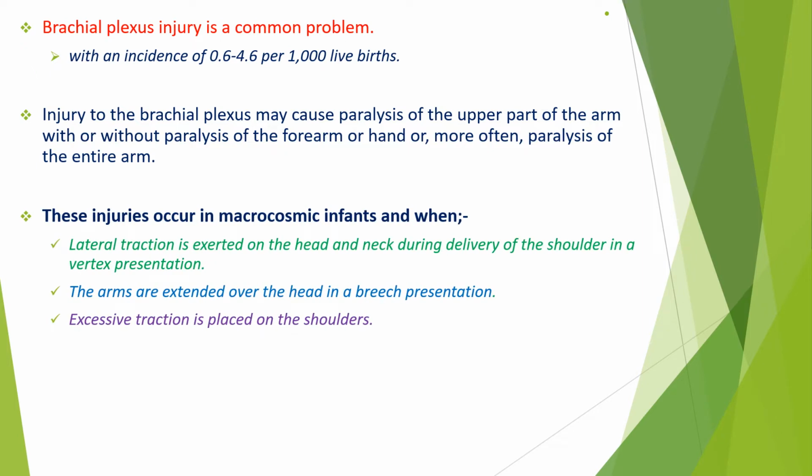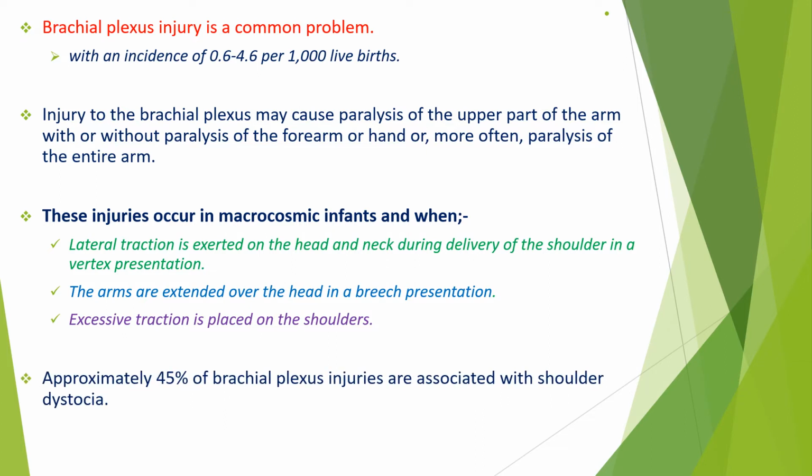These injuries occur in macrosomic infants and when lateral traction is exerted on the head and the neck during delivery of the shoulder in a vertex presentation, or when the arms are extended over the head in a breech presentation, and sometimes also when excessive traction is placed on the shoulders. Approximately 45% of brachial plexus injuries are associated with shoulder dystocia.